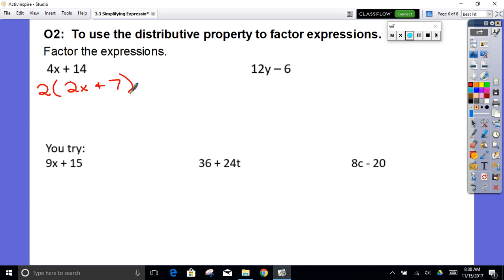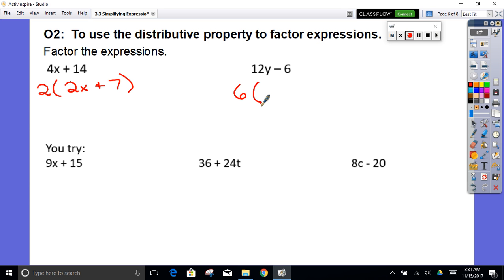Okay, the next one, Taryn, what would the greatest common factor be for 12 and 6? 6. 6 would be, 2 is a factor. You would get an equivalent expression, but sometimes the instructions will say to factor completely, which means you need to use the greatest common factor. So 6 is our greatest common factor. We're going to write that outside the parentheses.